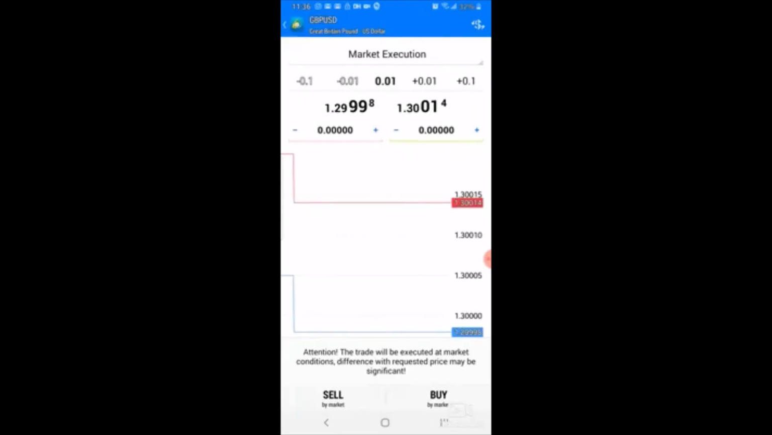All the way to the left and all the way to the right, you'll have the option to increase your lot sizes by tens. And to the immediate left and immediate right, single digits. So that's how you choose your lot sizes.